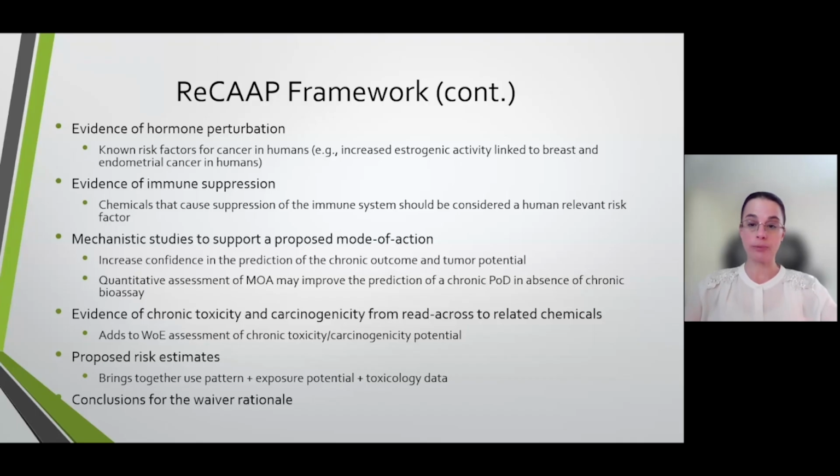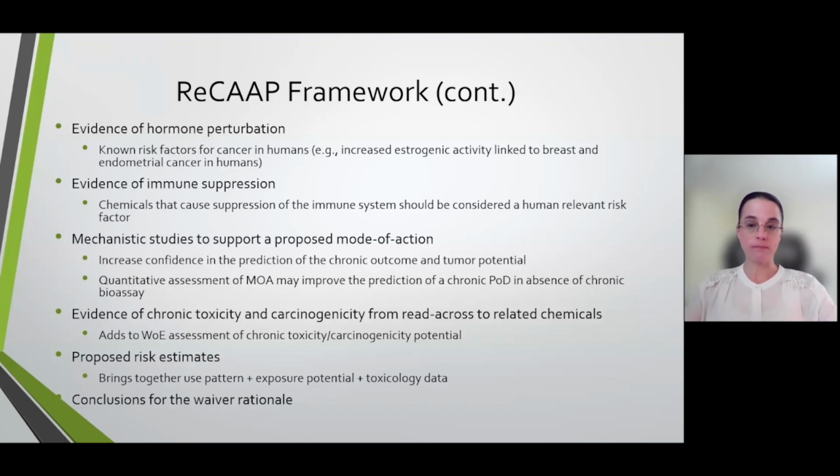Read across is an approach that we use for predicting potential toxicity in the absence of chemical-specific data. So we are filling a data gap for an unknown chemical based on data gathered on similar chemicals. This approach is not being used to predict an unknown endpoint, but the data that we pull and that we generate are being used in the weight of evidence assessment of chronic toxicity and carcinogenicity potential.